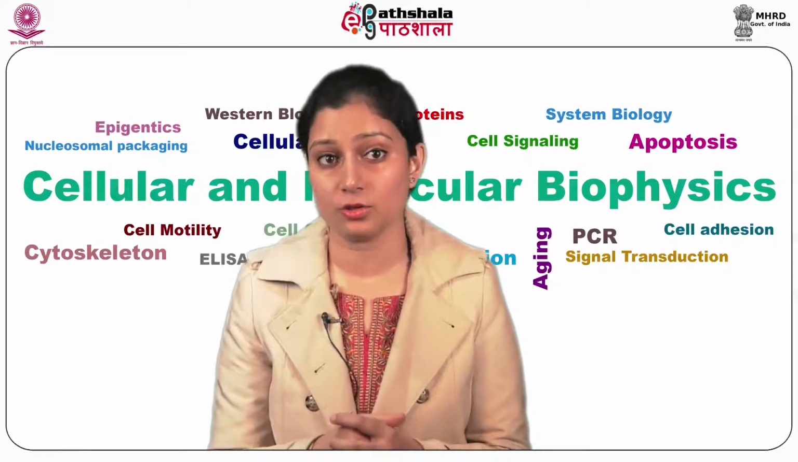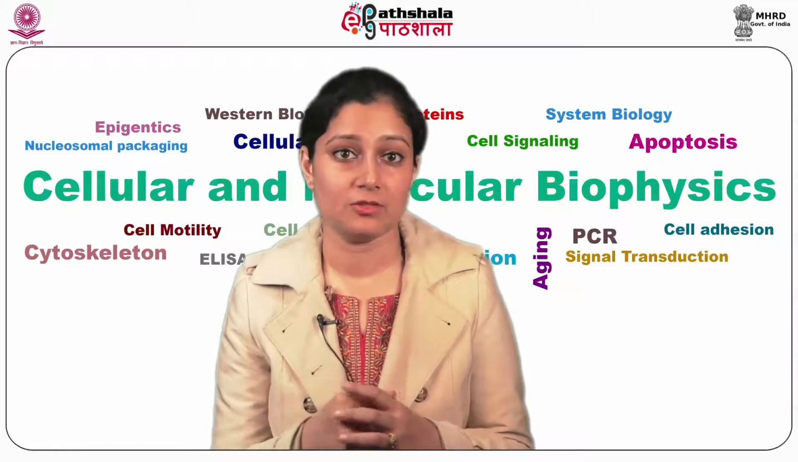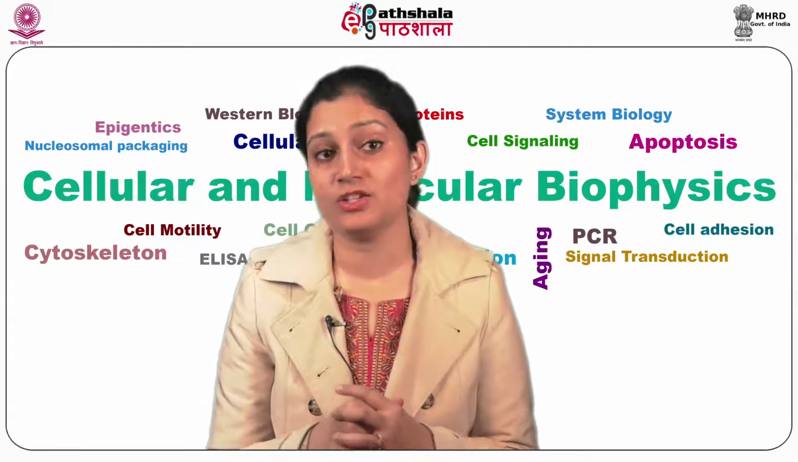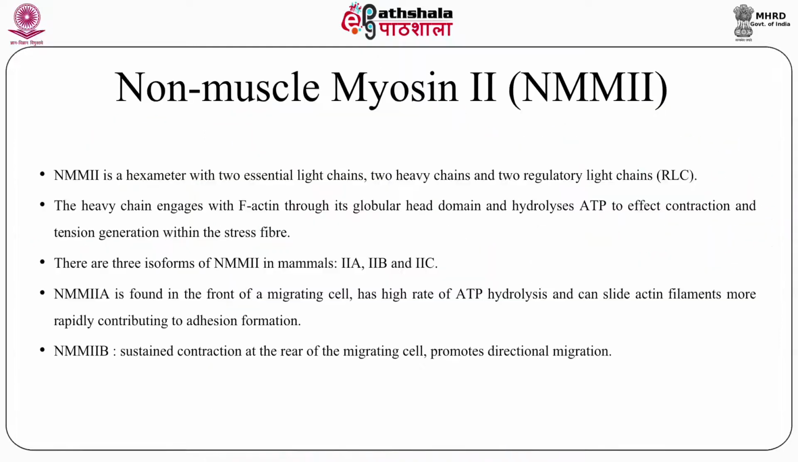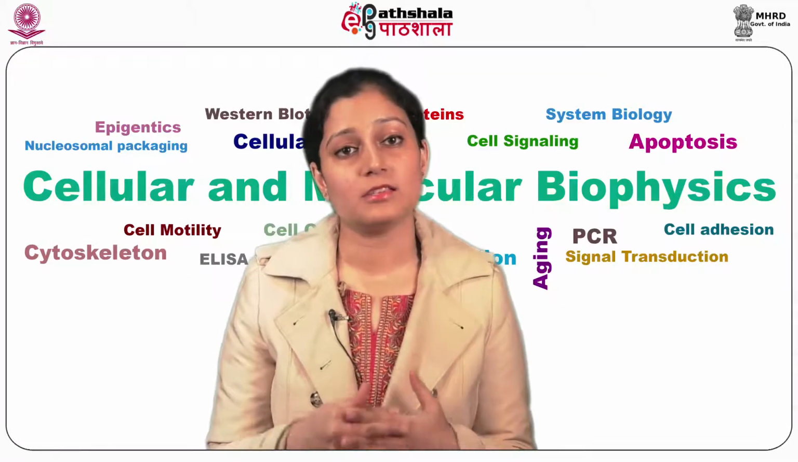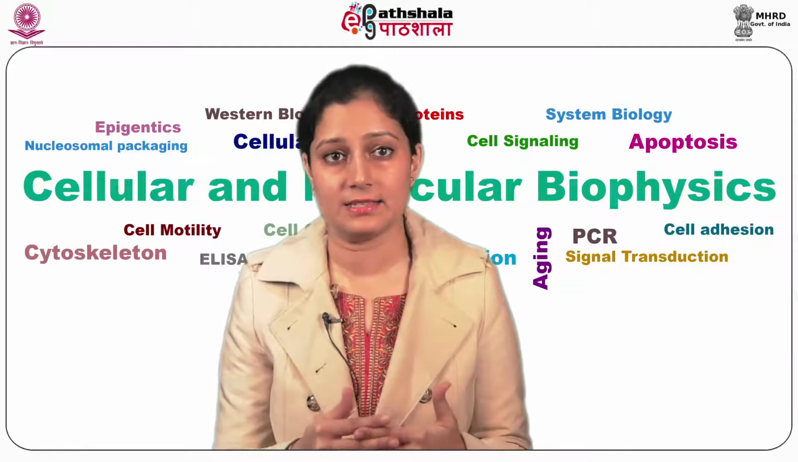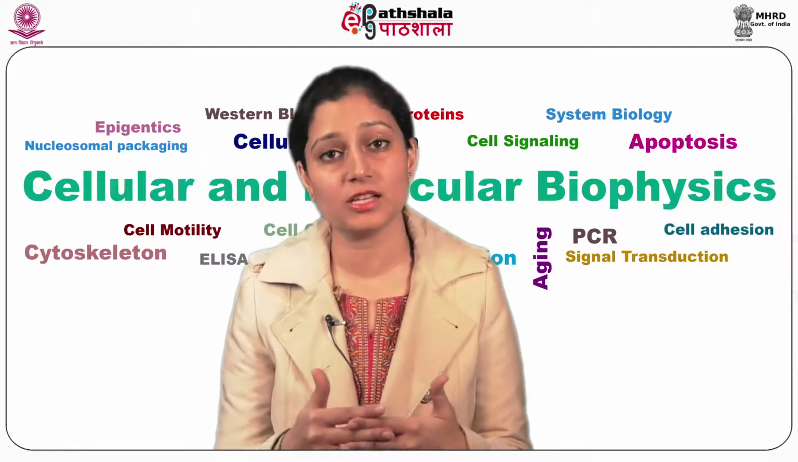There are three isoforms of non-muscle myosin II in mammals: 2A, 2B and 2C. The 2A isoform is found in the front of a migrating cell, has a high rate of ATP hydrolysis and can slide actin filaments more rapidly, contributing to adhesion formation. The 2B isoform is useful for sustained contraction at the rear of the migrating cell and promotes directional migration of the cell.